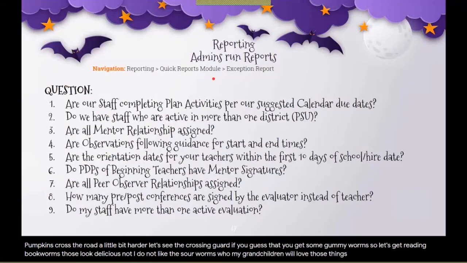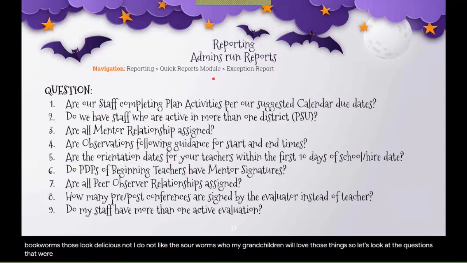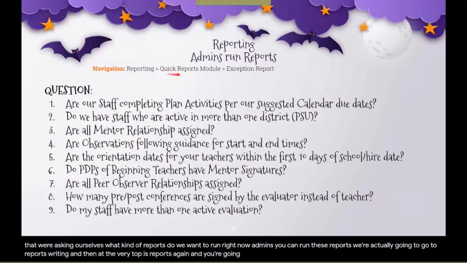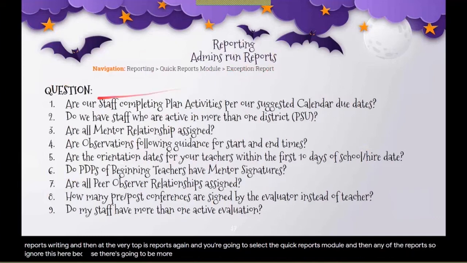So let's look at the questions that we're asking ourselves. What kind of reports do we want to run right now? Admins, you can run these reports. We're actually going to go to reporting. And then at the very top is reports again. And you're going to select the quick reports module. And then any of the reports. So ignore this here because there's going to be more than this report. So we're going to be in the quick reports module.